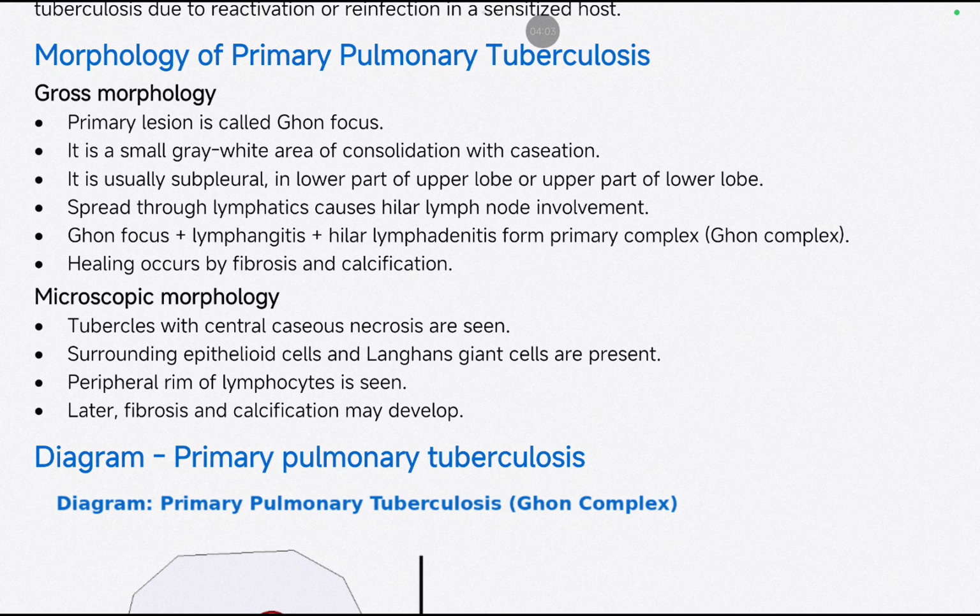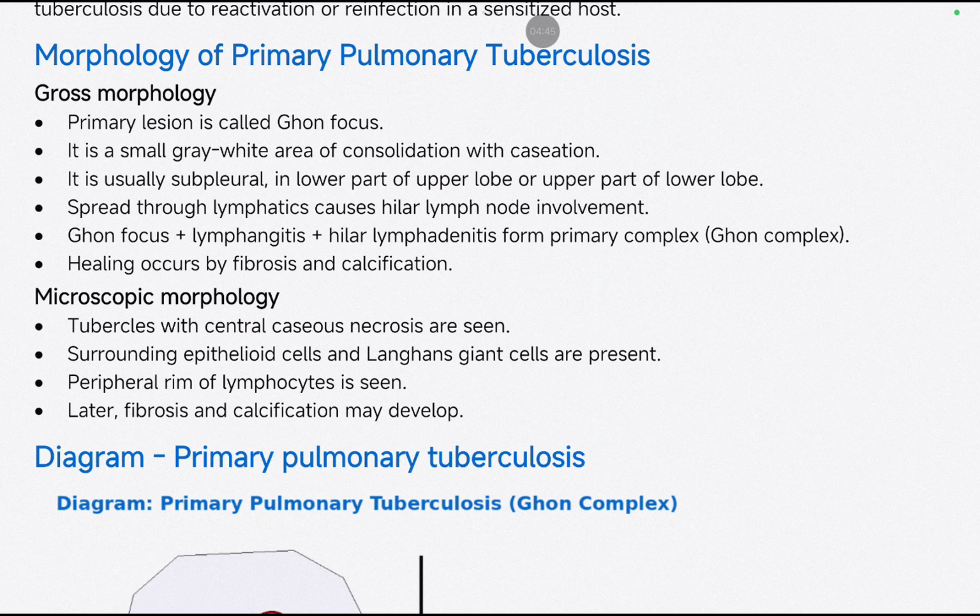Whereas in the case of microscopic morphology, you would find tubercles with central caseous necrosis. Okay, in microscopic morphology, you have to write two important points: in the surrounding you will find three cells. One is epithelioid cells, second Langhans giant cells, and a rim of lymphocytes is also seen. So LEL or LLE, make a mnemonic. In primary, you have to write epithelioid cells, Langhans giant cells, and lymphocytes. All three are seen. Even if you are not sure, at least write these three, otherwise your answer would be highly incomplete.